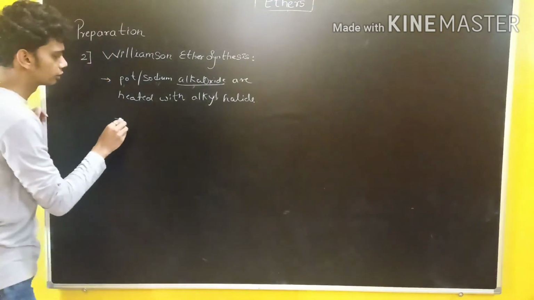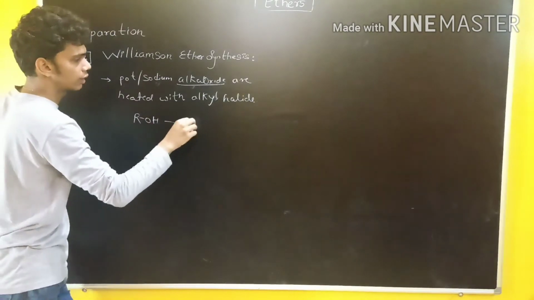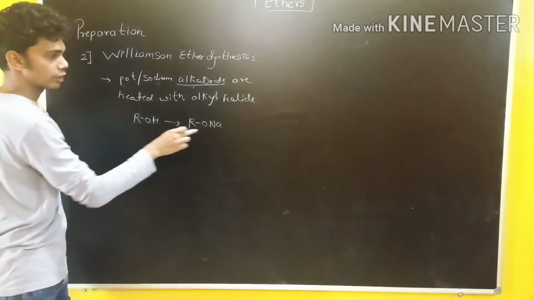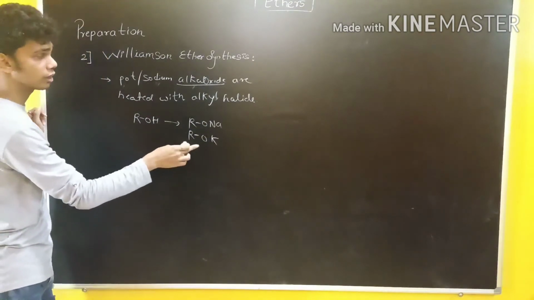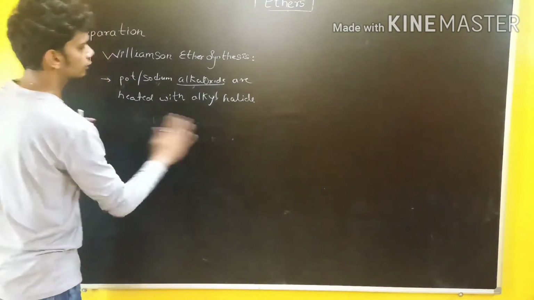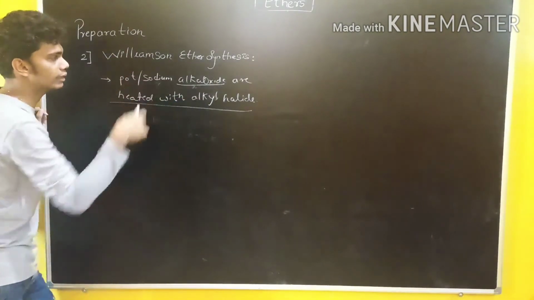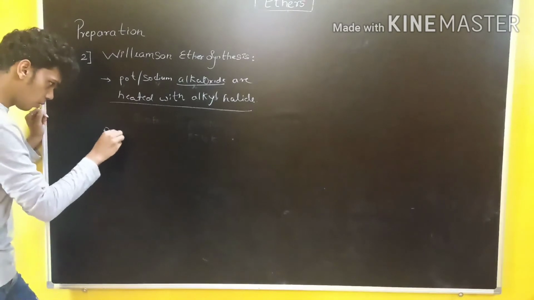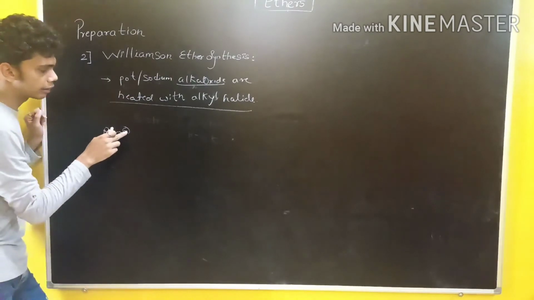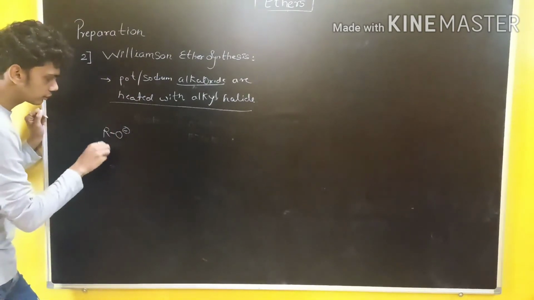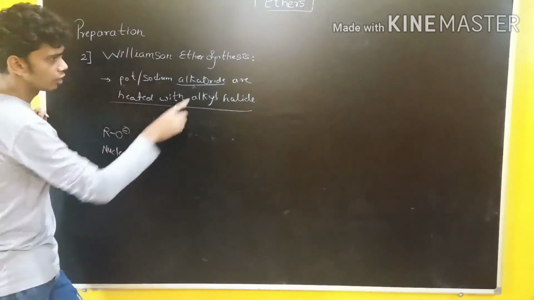What is alkoxide? Let's study here. If I write ROH, this is your alcohol. If I write RONa, it will be sodium alkoxide. If I write ROK, it will be potassium alkoxide. Let's study what the process is. Potassium or sodium alkoxides are heated. So in this case, RO minus, it is a salt, sodium or potassium, so it can dissolve, and a negative charge arises on this. So this will be your nucleophile, the alkoxide.